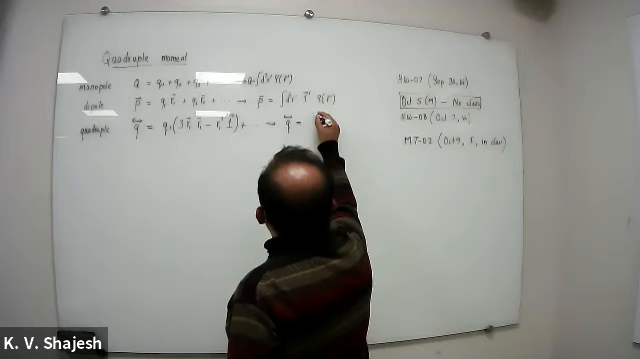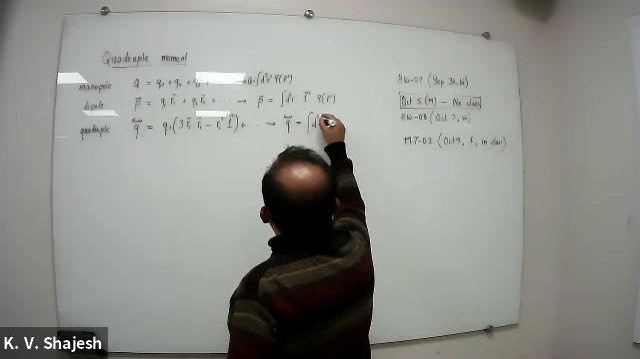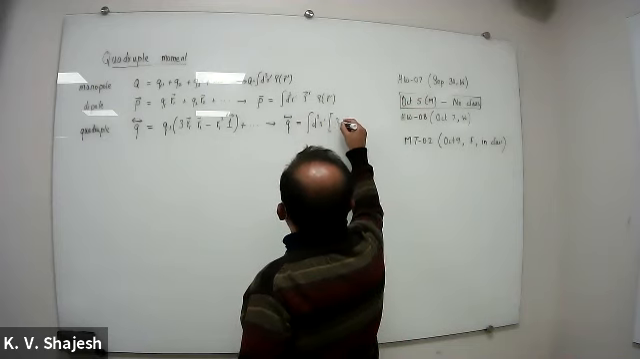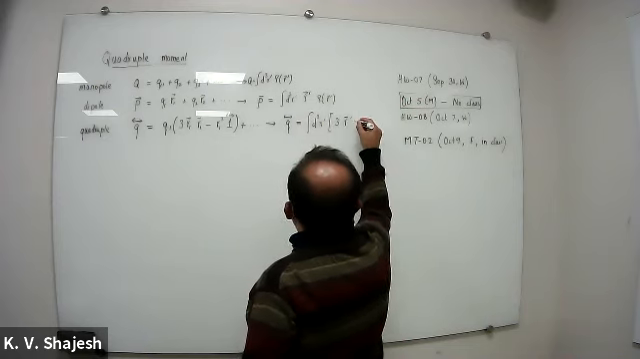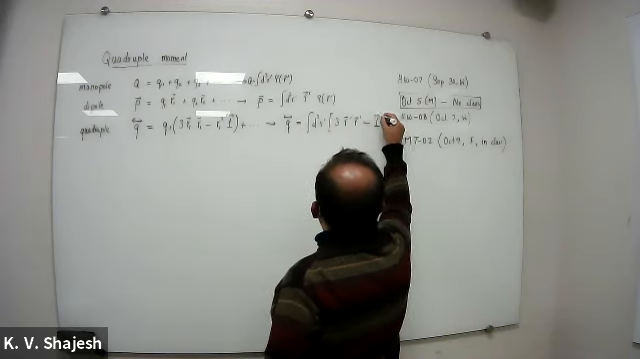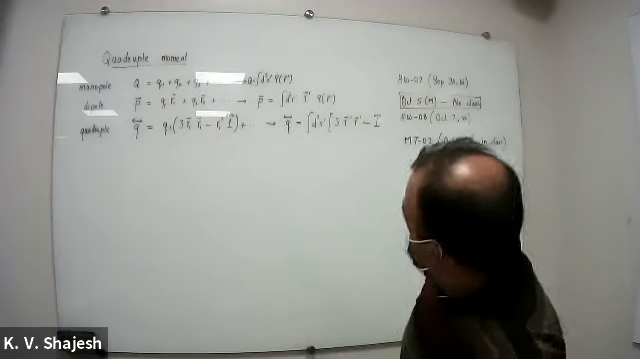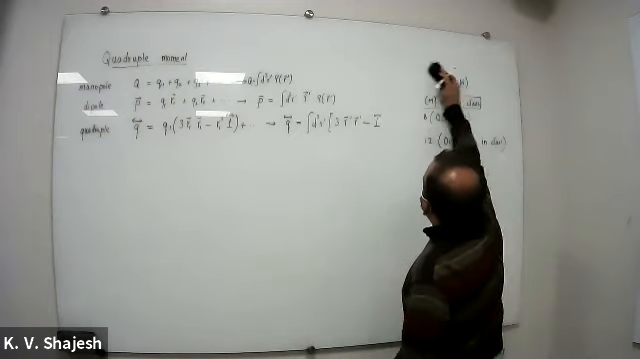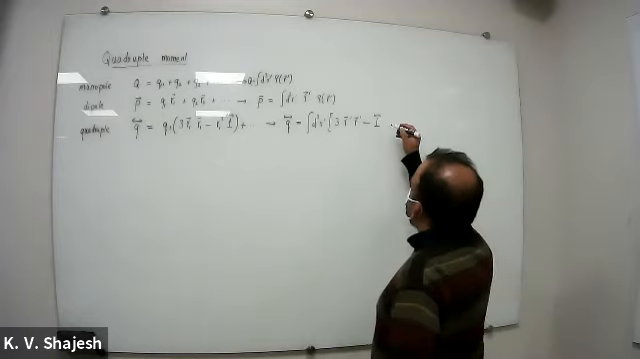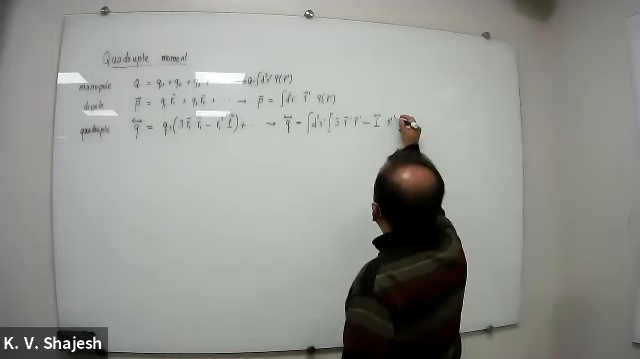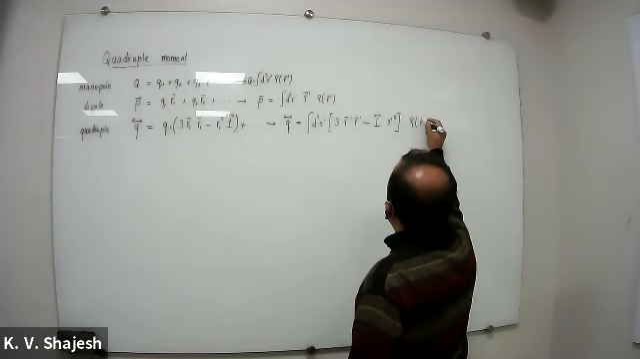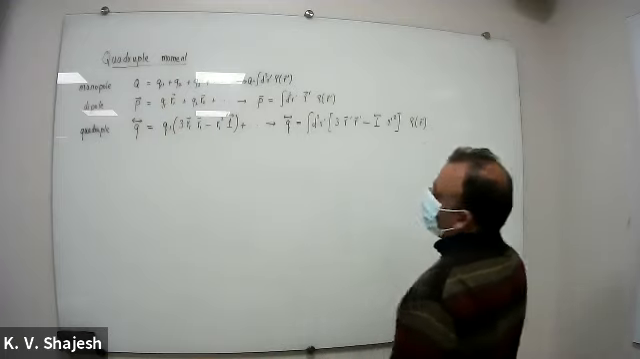And this will be equal to the integral d cubed r prime of rho of r prime times 3 r prime r prime minus 1 r prime squared. That will be the quadrupole.